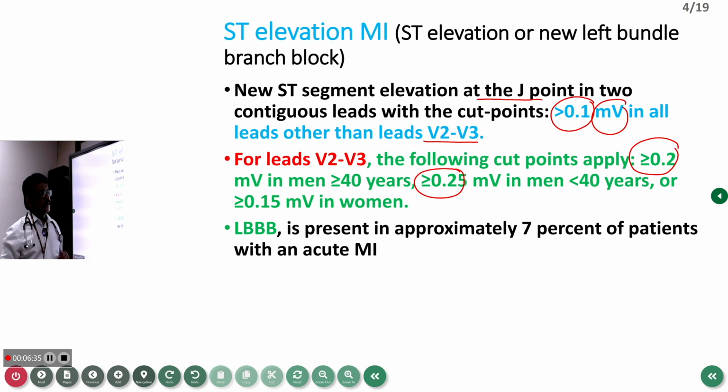But as a general rule, more than 0.1, that is more than 1 small square of ST segment elevation in general leads, will tell you that the patient is having myocardial infarction. When it is associated with chest pain and elevated cardiac enzymes, you have to suspect myocardial infarction. And left bundle branch block, especially a fresh left bundle branch block, always indicates myocardial infarction. Normally, left bundle branch block alone indicates ischemic heart disease. If it is a fresh left bundle branch block, most of the time it indicates acute myocardial infarction.